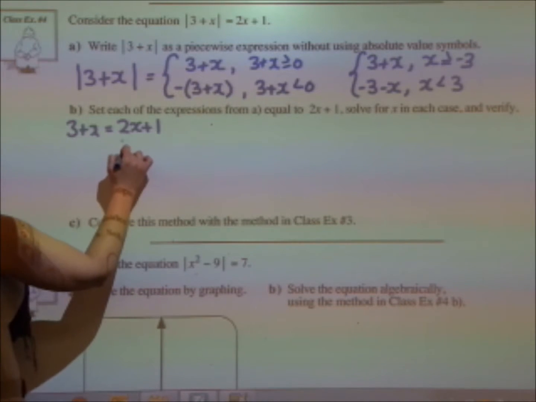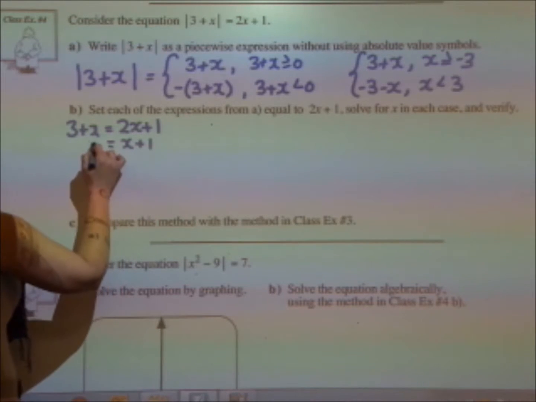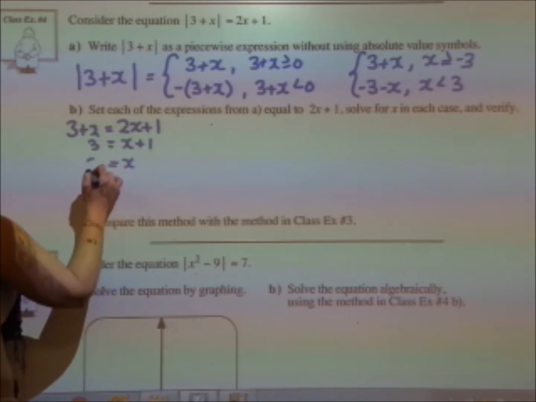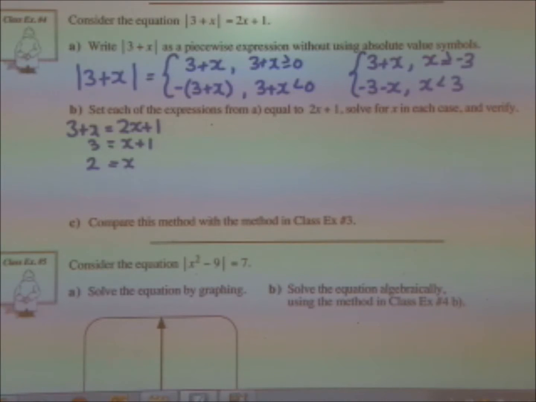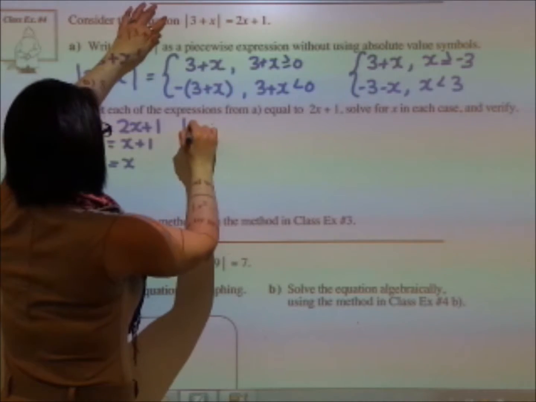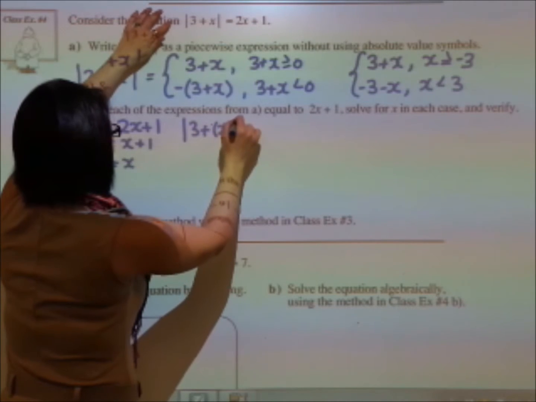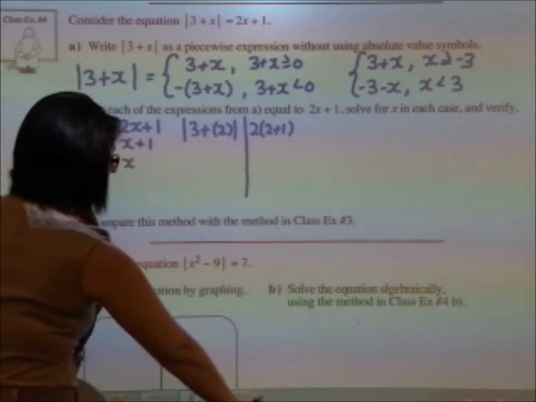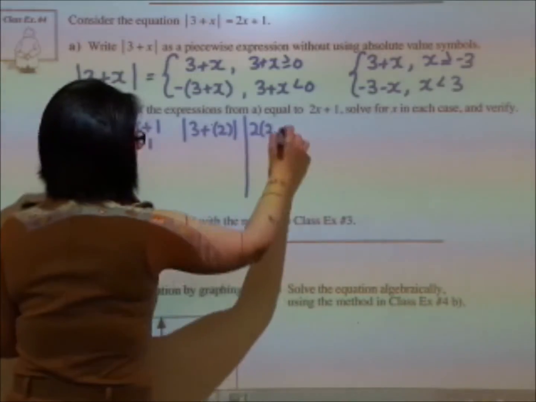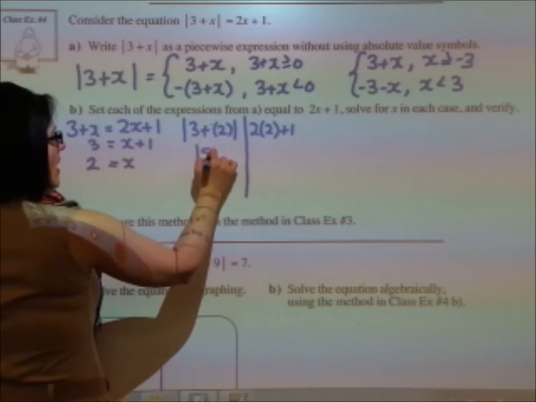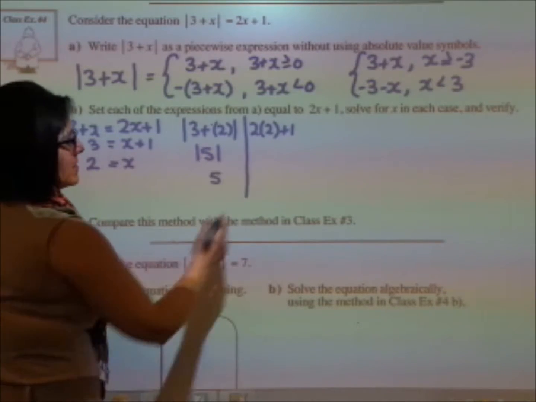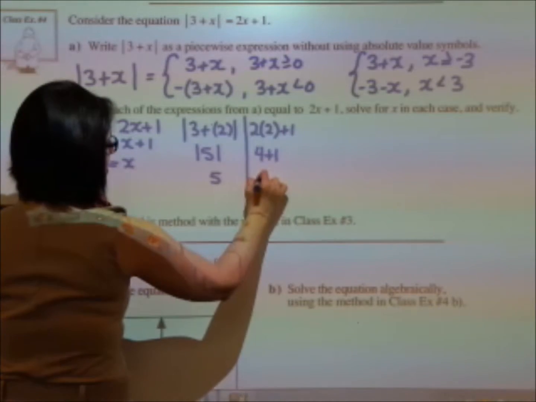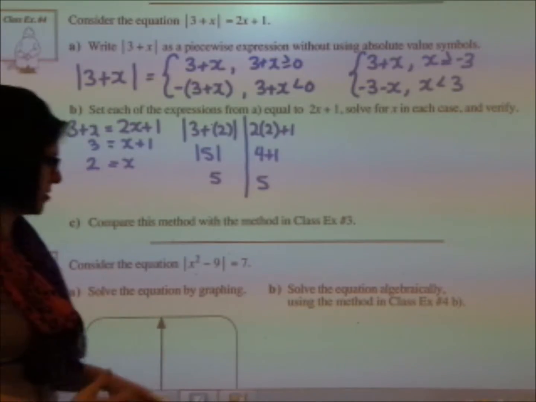So I subtract by x, subtract by 1, and I get x equals 2. Then I put it back into the original equation. The absolute value of 3 plus 2 equals 2 times 2 plus 1. So I get the absolute value of 5, which equals 5. And on the right-hand side, I get 4 plus 1, which also equals 5. So I check the solution.